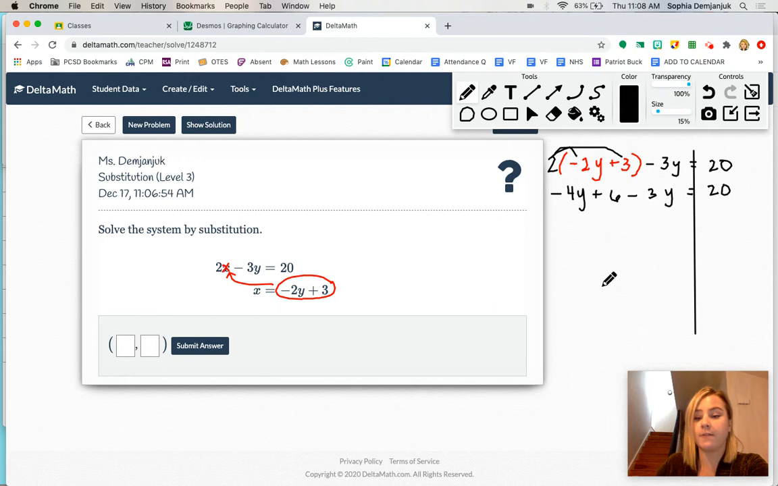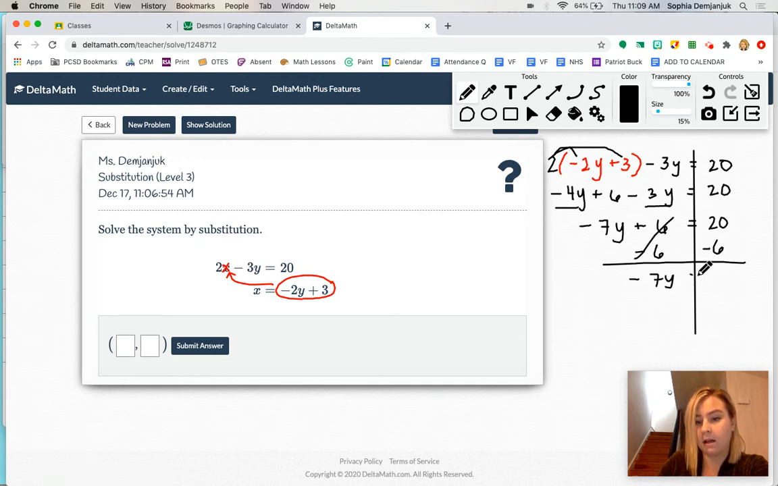Finish solving, so after you distribute, you have to combine your like terms. Negative 4y minus 3y is negative 7y. Bring down that plus 6 that you haven't touched yet, and you're setting that equal to 20. Keep getting the y all by itself. So I want to get this positive 6 to the other side, do the opposite and subtract. We're left with negative 7y equals 20 minus 6 is 14.